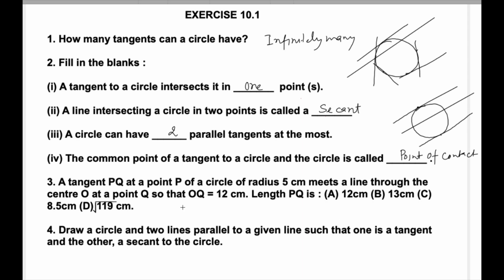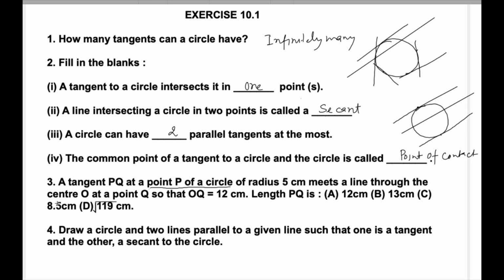Okay, now we come to a question which is dealing with numericals. We'll just draw this one and see how it is done. It's telling you that there is a tangent PQ at a point P of a circle. This is a point to be noted first, that the tangent is at a point of a circle. This point P is lying on the circle of radius 5 centimeters.